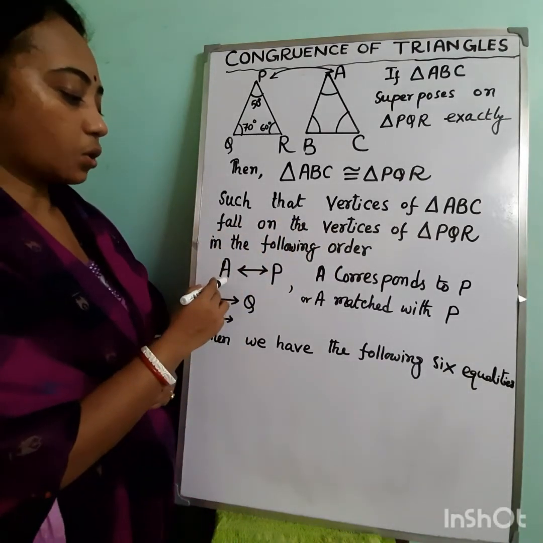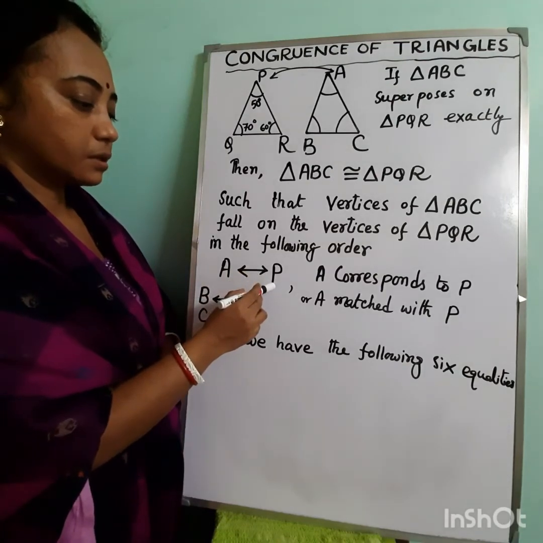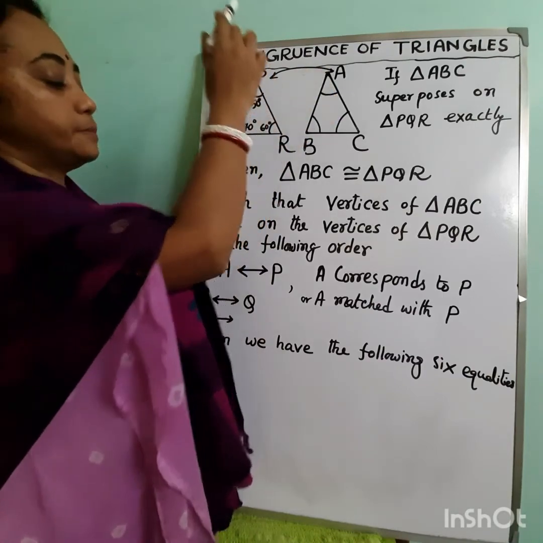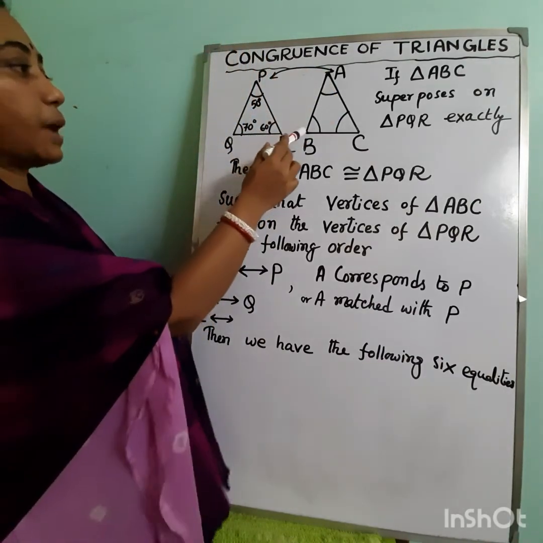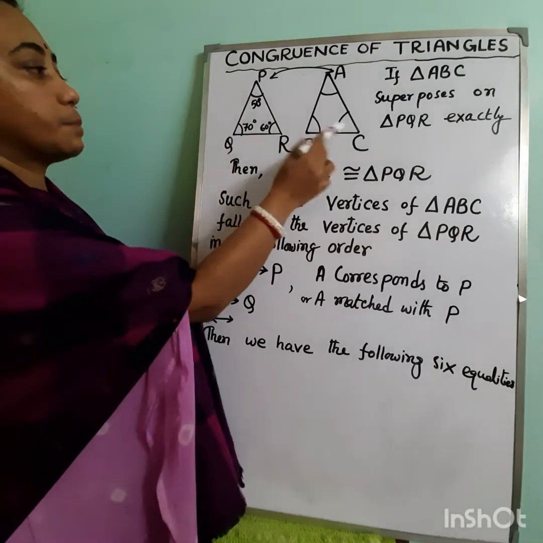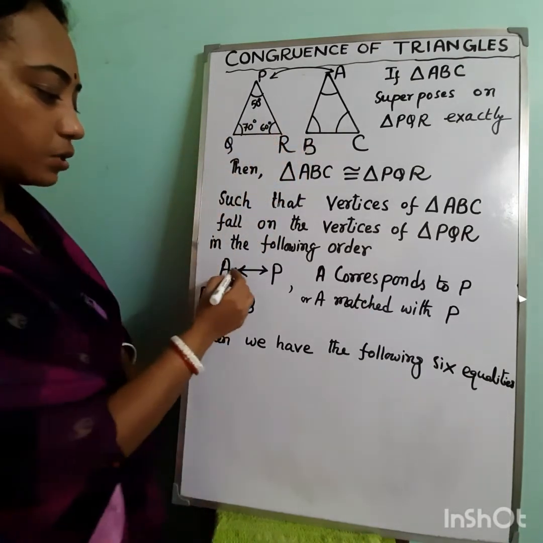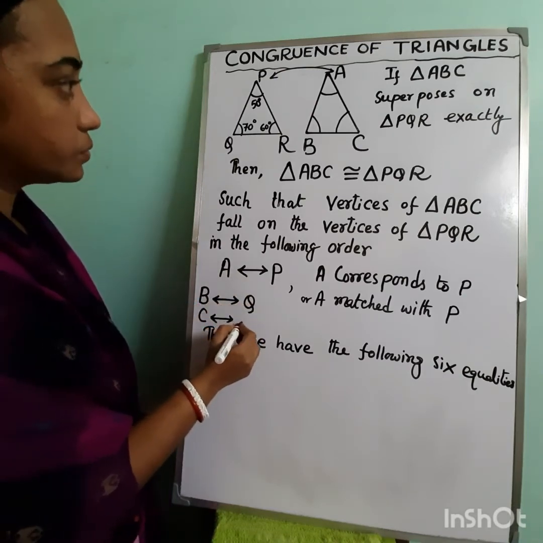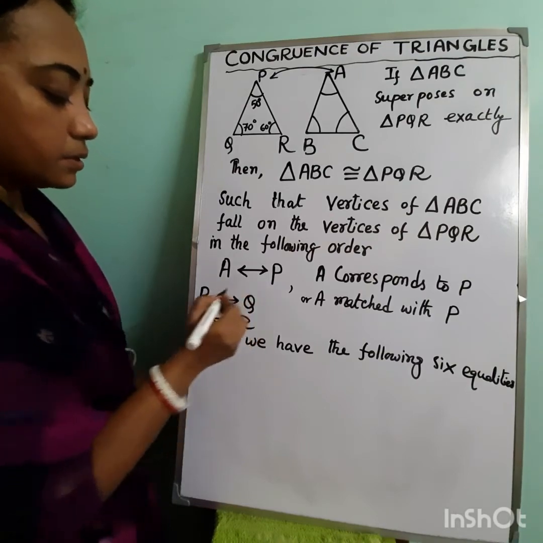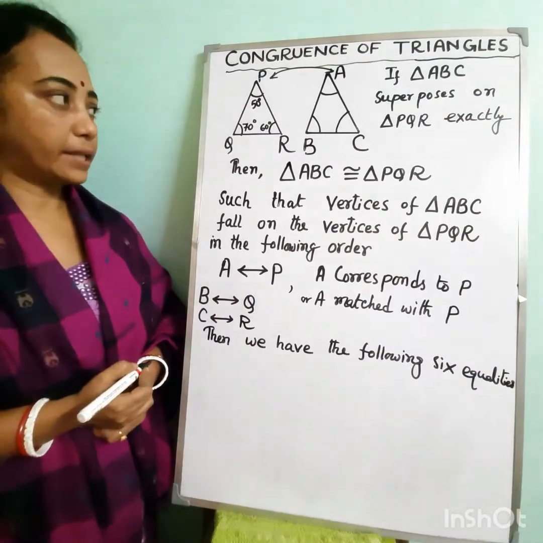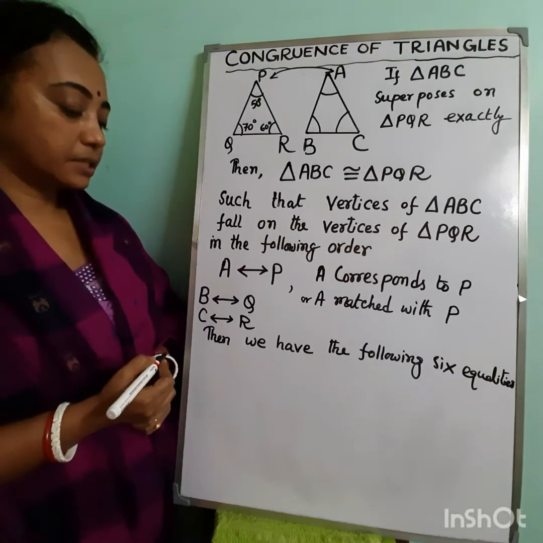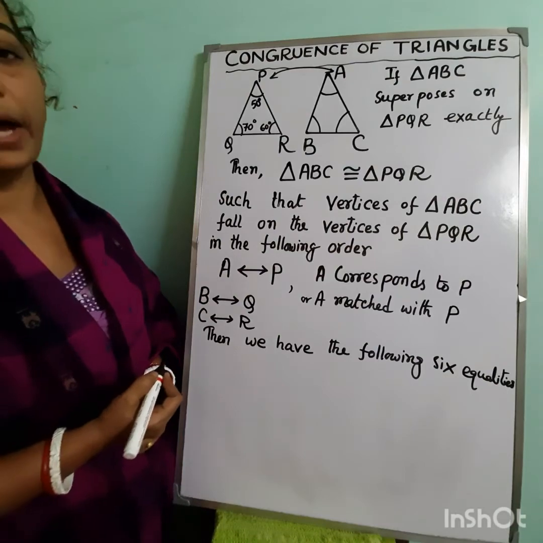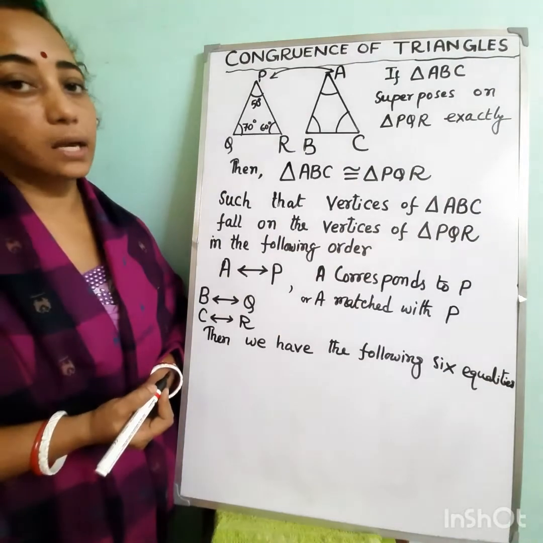Here A corresponds to P. We can also say A is matched with P. B is matched with Q. And C is matched with R. So we can write A corresponds to P, B corresponds to Q and C corresponds to R. So we have the following 6 equalities, that is, the corresponding sides and the corresponding angles of the two triangles are equal, or we can say congruent.